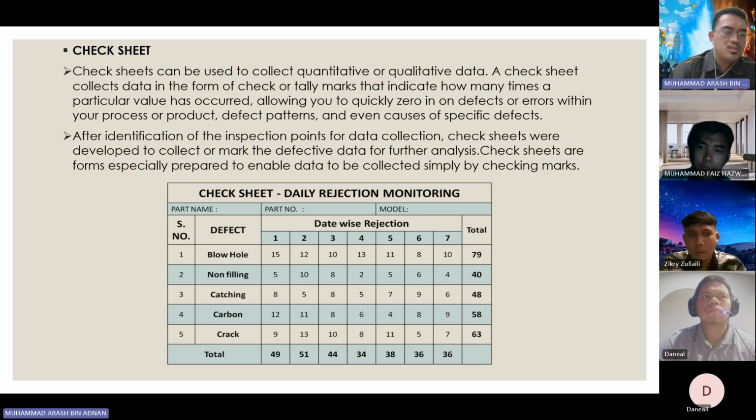Check sheet. Check sheets can be used to collect quantitative or qualitative data. A check sheet collects data in the form of check or tally marks that indicate how many times a particular value has occurred, allowing you to quickly zero in on defects or errors within your process or product, defect patterns, and even causes of specific defects. After identification of the inspection points for data collection, check sheets were developed to collect or mark the defective data for further analysis. Check sheets are forms especially prepared to enable data to be collected simply by checking marks.